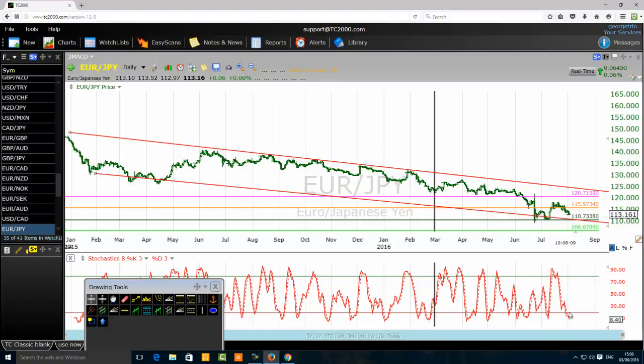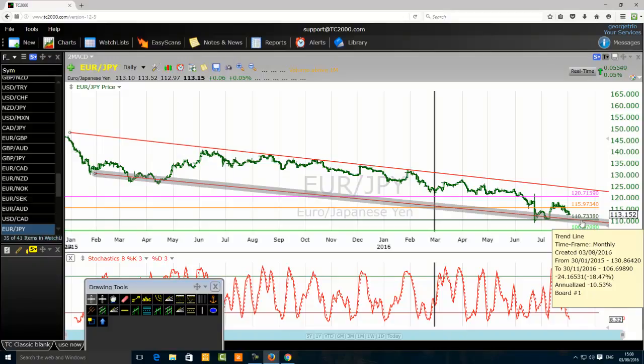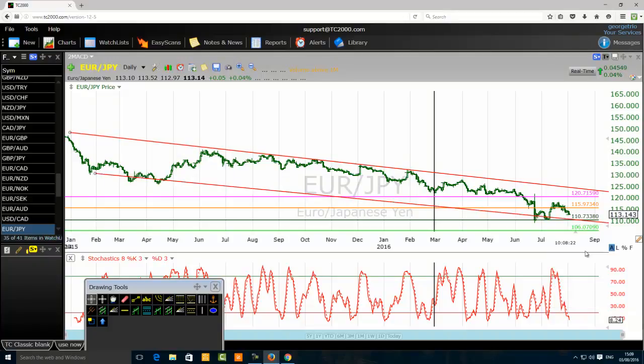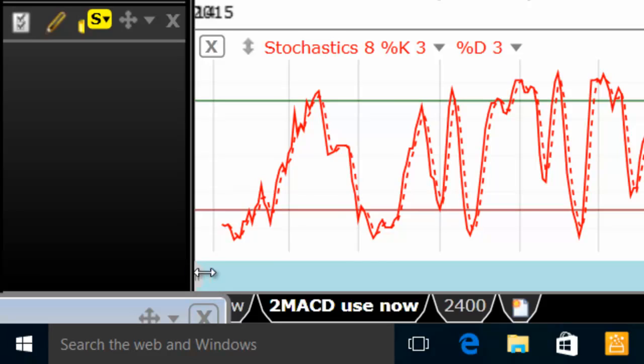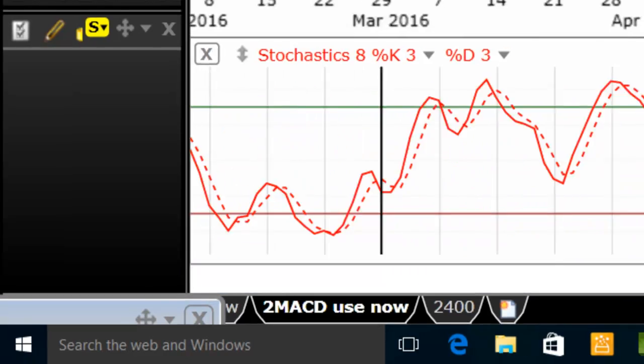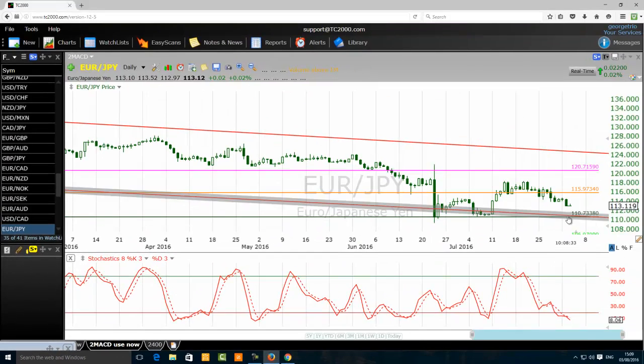All right, here again the stochastic 83 is oversold, pointing to us a support level. Which support level is the level of 110.73 and the edge of the lower part of the declining channel. The price is not there yet. Okay, hold on please, let's zoom into it. Okay, the price is not here yet.